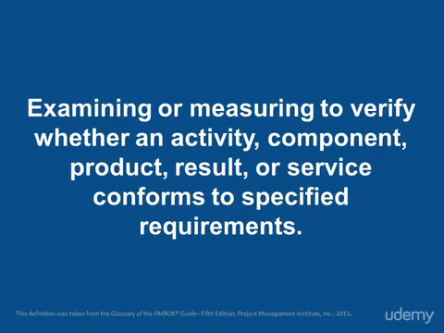Inspection is the next tool, and inspection is defined as examining or measuring to verify whether an activity, component, product, result, or service conforms to specified requirements. And there's really not all too much to say about it. It's a primary activity of quality control. You inspect your deliverables. But you should always remember that quality is planned, designed, and built into a result, and inspection is a confirmation that the planning and execution achieved the desired result.